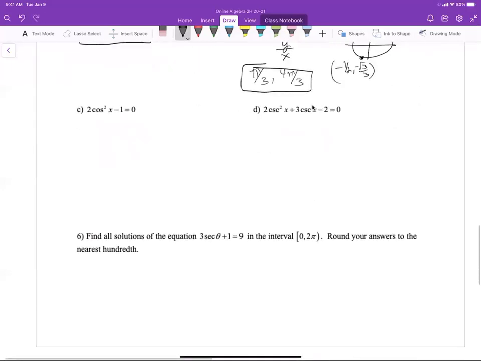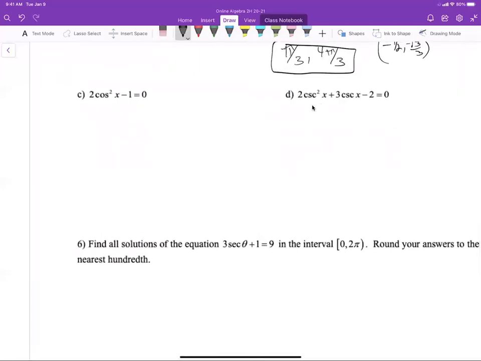All right, the next one, cosine. This is a quadratic, by the way: 2 cosine squared x minus 1. Please pay attention. This is not x squared. This is cosine squared of x. That is the same as cosine of x times cosine of x.